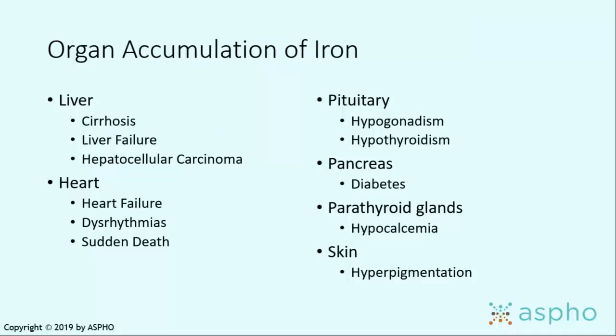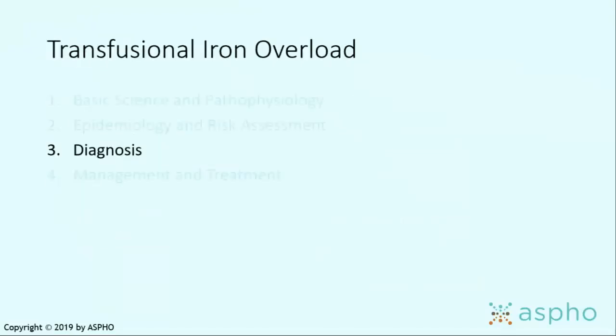So liver will cause cirrhosis, liver failure. There's a risk of hepatocellular carcinoma once the cirrhosis has happened. In heart, you'll have heart failure, dysrhythmias, sudden death. The pituitary, hypogonadism, hypothyroidism, you can have significant hypopituitarism after iron deposition. Pancreas can have diabetes, parathyroid glands, hypocalcemia, and then as I mentioned, the skin will cause hyperpigmentation.